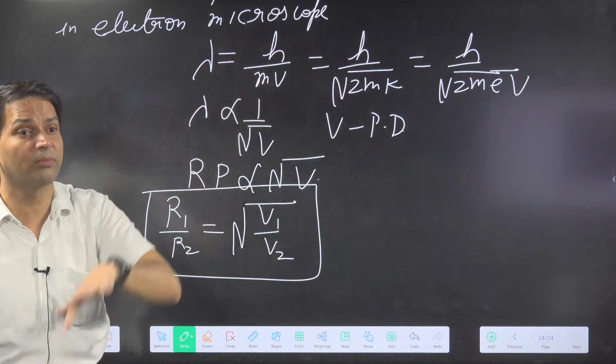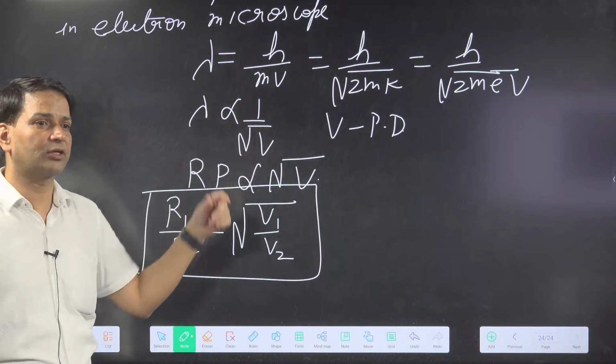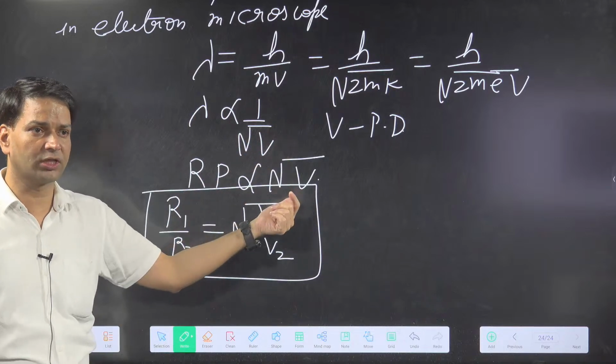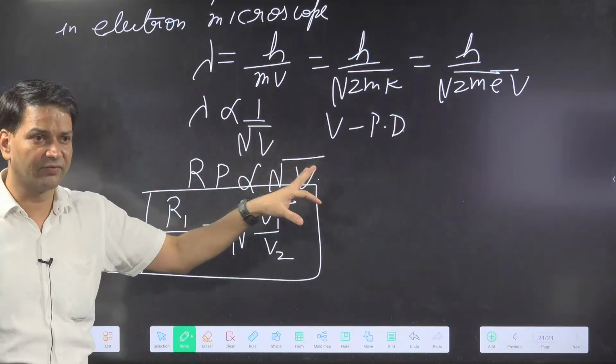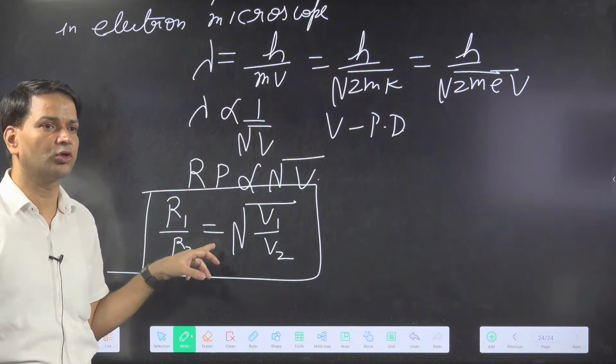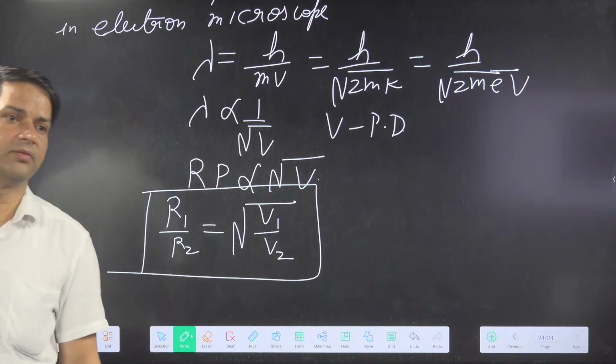In the case of electron microscope, they will ask. So for the electron microscope, lambda is inversely proportional to root V, where V is the potential difference. And then the resolving power ratio, what you will get? Under root of V1 by V2.